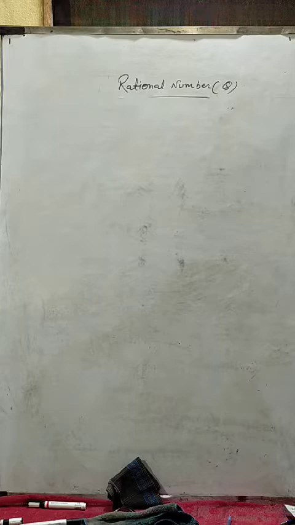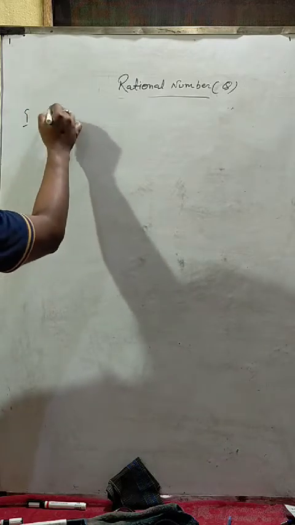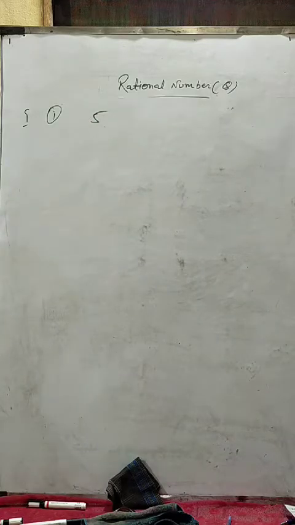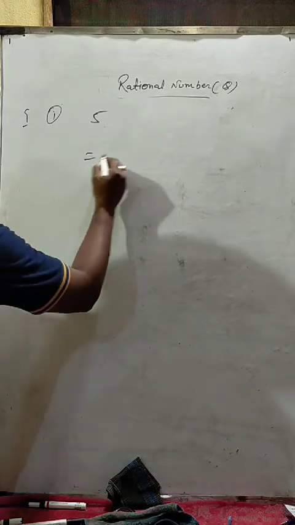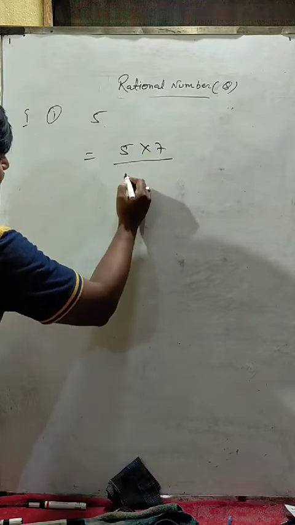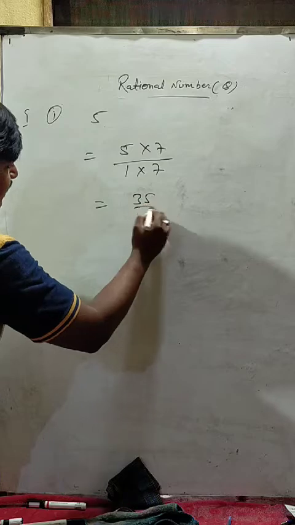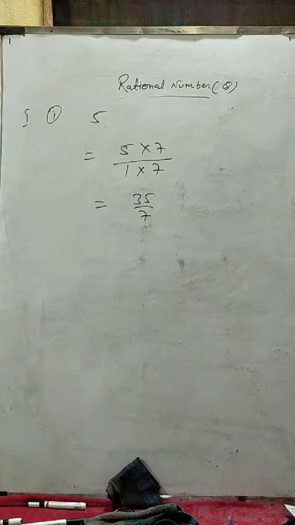In your exercise 2a, see question number 9. Express each of the following integers as a rational number with denominator 7. One is 5. 5 is given and we have to express it with denominator 7. Therefore, we have to multiply its numerator by 7 as well as the denominator. So it becomes 35 by 7. Same way.